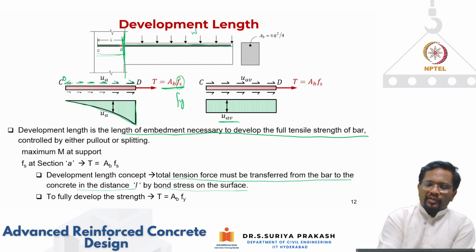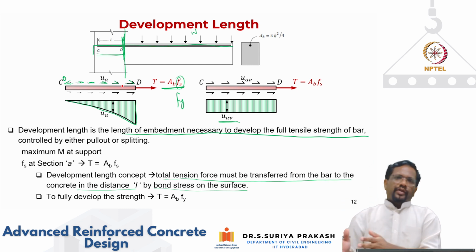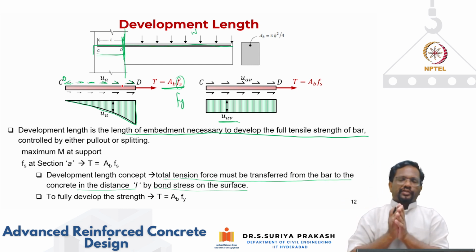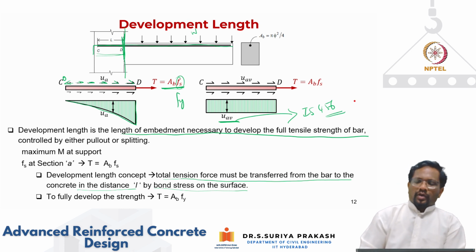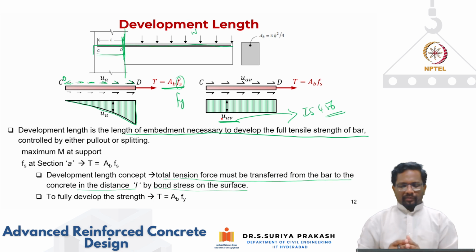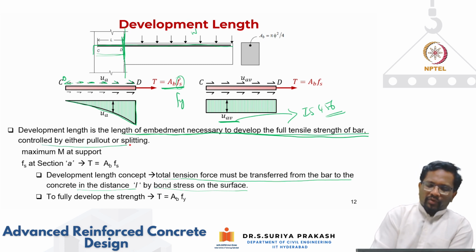So I need to embed this bar to a certain length because the bond strength is a property. It is a design value given to you depending upon what kind of material you use, right? This average bond stress, IS 456 will give you, and we need to use it. So to satisfy this tension force, we need to provide a minimum length so that this average bond stress multiplied by this length will equal the tension force I need to develop, right? In other words, the development length is the length of embedment necessary to develop the full tensile strength of the bar, controlled by either pull out or splitting.